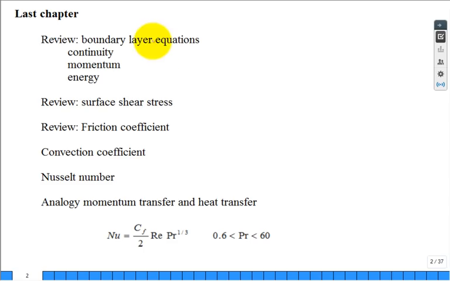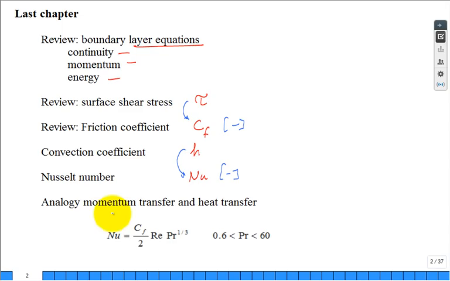So last time we talked about the boundary layer equations, the continuity, the momentum, the energy equation. We talked about the shear stress. We talked about the friction coefficient. We talked about the convection coefficient. We talked about the Nusselt number. Notice this is dimensionless. H cast in dimensionless terms is the Nusselt number, and tau, the shear stress, cast in dimensionless terms is the friction coefficient. And hopefully you see the patterns.